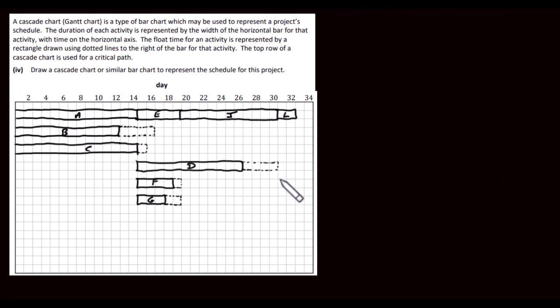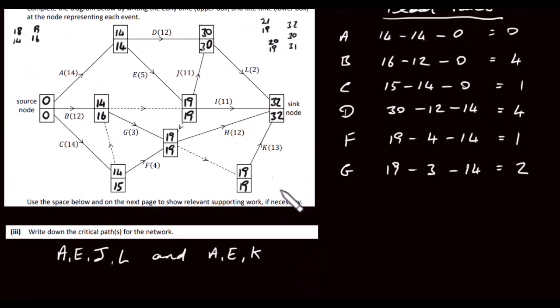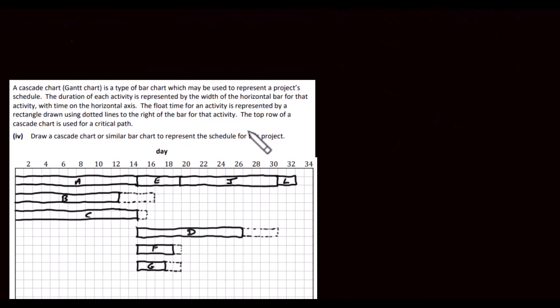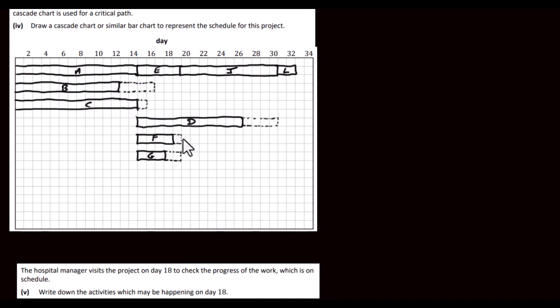We next need H. So let's see where H starts. So H is here, and that starts on day 19 and has a duration of 12 days. So 19 out to 12. This is H. So let's work out H's float time.